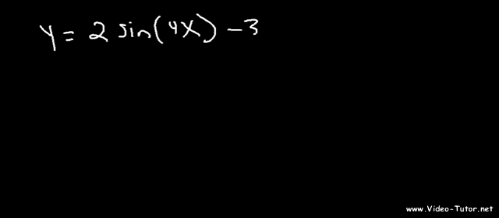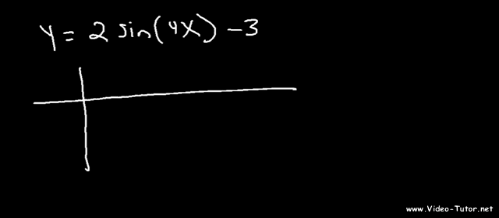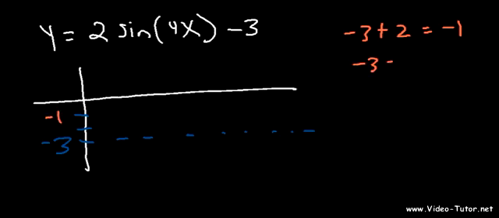Okay, so let's say if we want to graph y is equal to 2 sine 4x minus 3. So let's start with the midline. The vertical shift is -3. And amplitude is 2. So -3 plus 2 is -1. That's our maximum. And -3 minus 2 is -5. That is our minimum. And we have a positive sine graph.